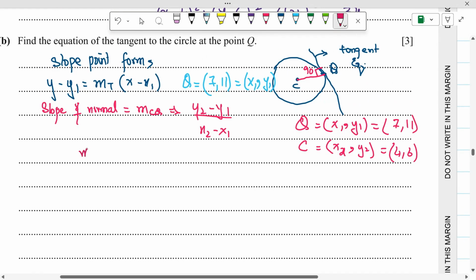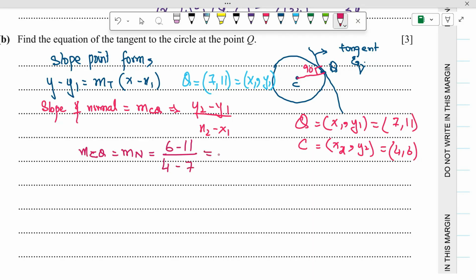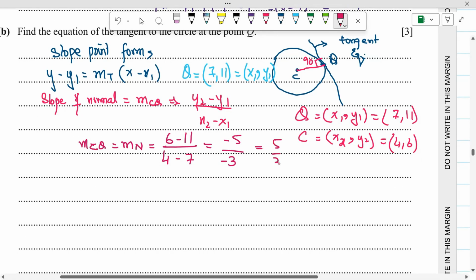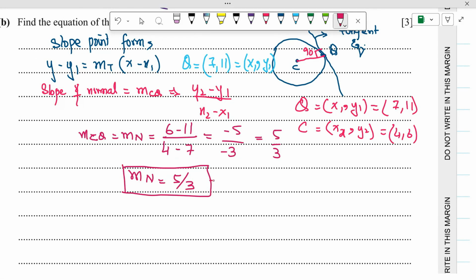So we can say that the slope of the CQ, or slope of the normal, equals (y2 minus y1) over (x2 minus x1), which means (6 minus 11) over (4 minus 7). This is equal to negative 5 over negative 3, which is 5 over 3. So we have the slope of the normal, which is 5 over 3, and it is also equal to the slope of CQ.